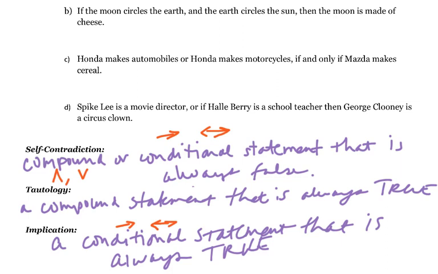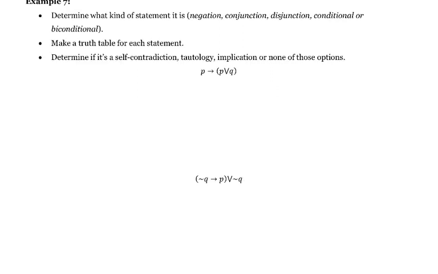For example 7, I'm only going to do 2 of these. We're going to determine what kind of statement it is, whether it's a negation, a conjunction, a disjunction, a conditional, or a biconditional. We're going to make a truth table for the statement, and we're going to determine if it's a self-contradiction, tautology, implication, or none of those. So the first one we have is: if P, then P or Q. So this is the antecedent, this is the consequent, this is a conditional statement.